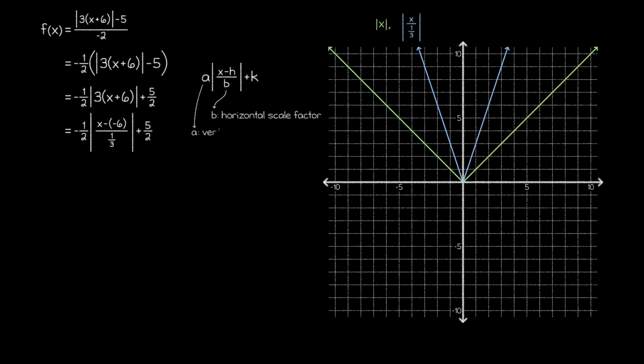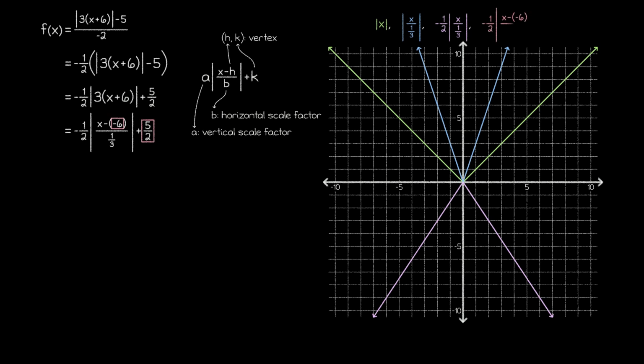Next, let's look at our vertical scale factor, a, which is -1/2 in our function. This means that we have to compress our graph halfway towards the x-axis and flip it over the x-axis, which looks like this. And finally, recall that h and k tell us the vertex of the graph, so we'll finish by shifting our graph to this location.